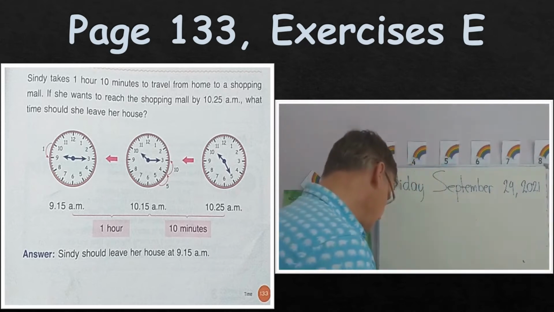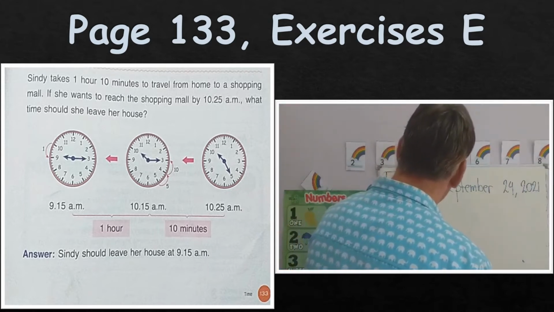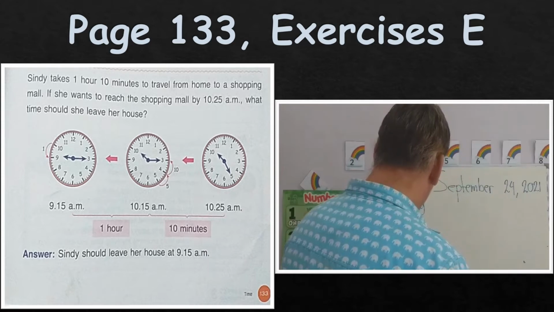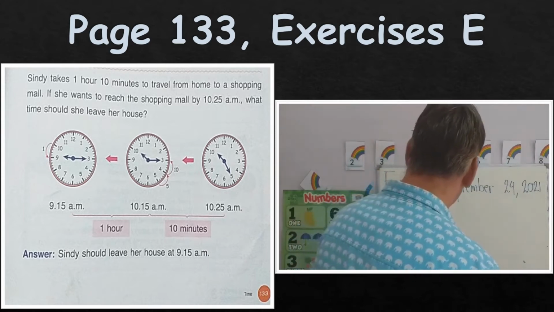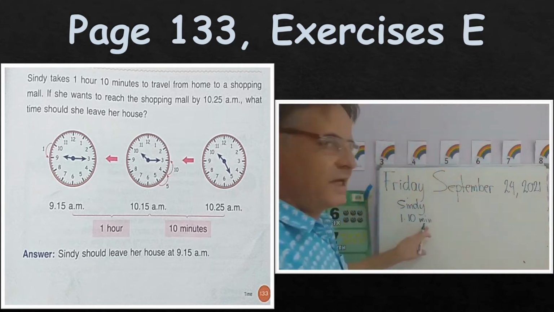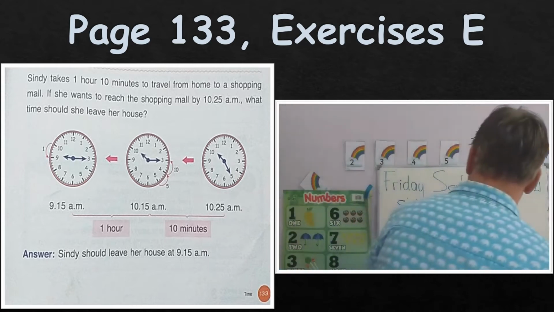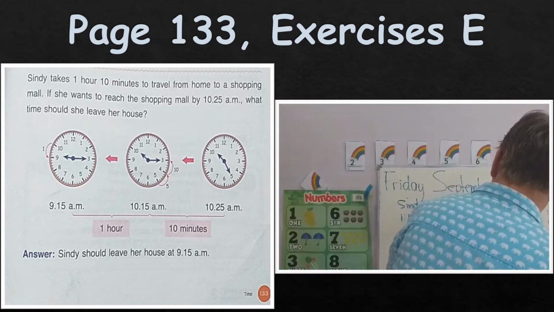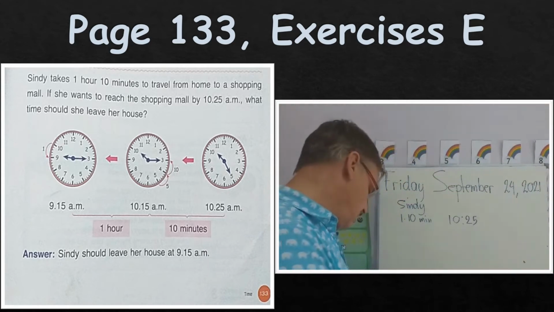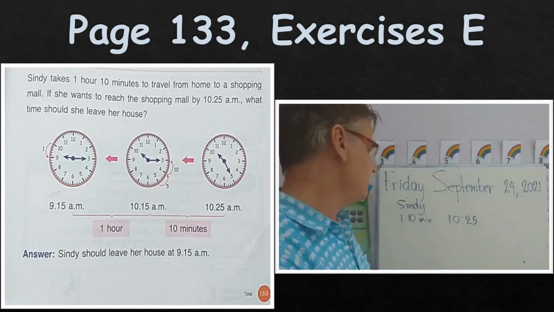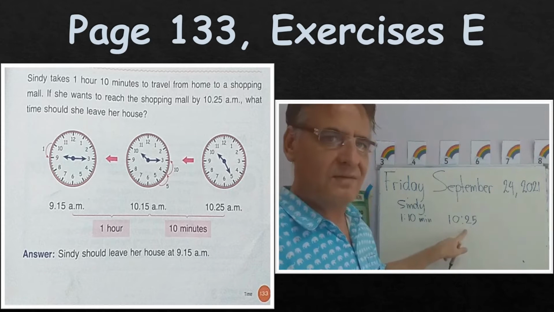So, if she goes to the shopping mall, it will take her 1 hour and 10 minutes to reach the shopping mall. She wants to be there at 10:25. So, what time does she need to leave home to be there at 10:25? Well, 1 hour and 10 minutes before 10:25.